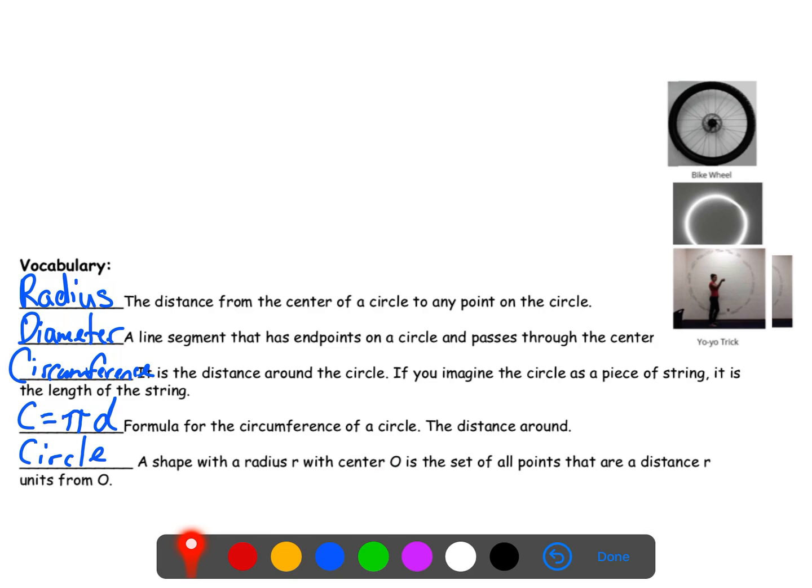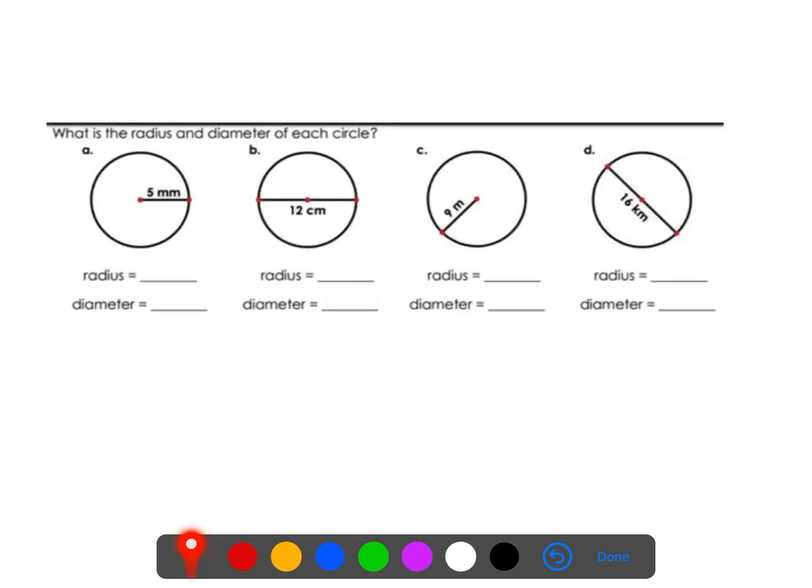All right, let's continue. We're going to look at 4 examples here that I'm going to do with you. Then I want you to try the other 8 on your own, because they're just a mirror of what I'm going to be showing you here. So please pay close attention. It says, what is the radius and the diameter of each circle? Now, based on our definitions, remember, the radius goes from the center of the circle out to the outside edge, and the diameter goes all the way across the circle.